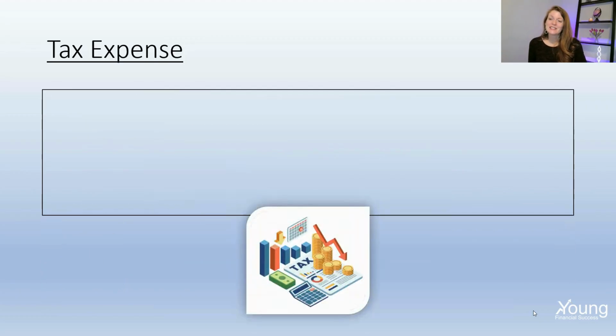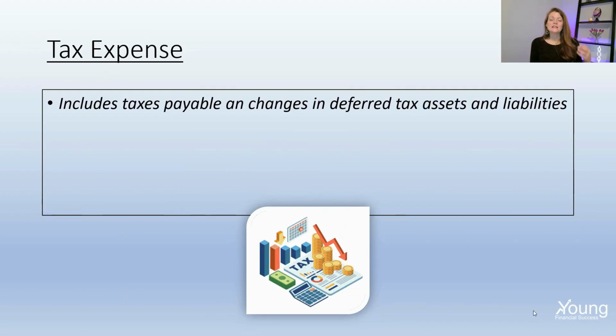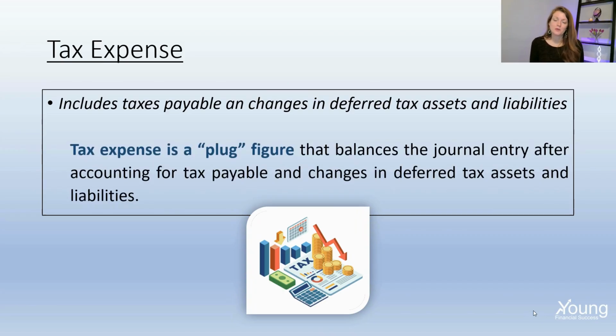So, tax expense includes tax payable and changes in deferred tax assets and liabilities. We're going to see how tax expense is calculated when we have differences for financial and tax purposes. Tax expense is a plug figure. It balances the journal entry after accounting for tax payable and changes in deferred tax assets and liabilities. So we're going to be plugging in the tax expense.